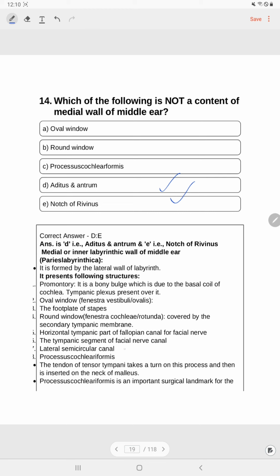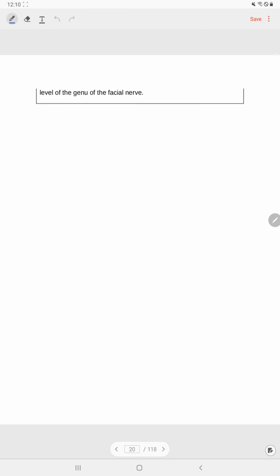Lateral semicircular canal. Processus cochleariformis. The tendon of tensor tympani takes a turn on this process and then is inserted on neck of the malleus. Processus cochleariformis is an important surgical landmark for the level of the genu of the facial nerve.